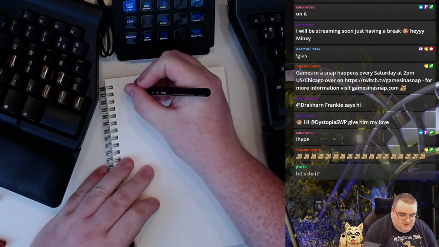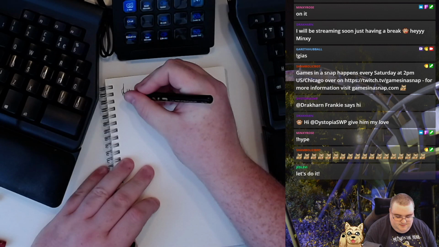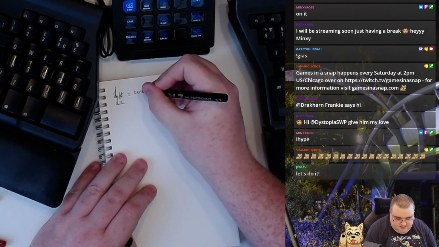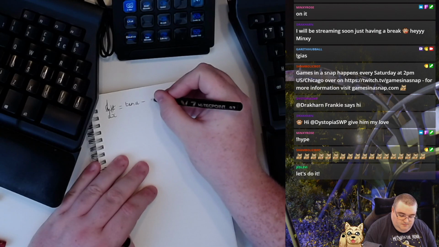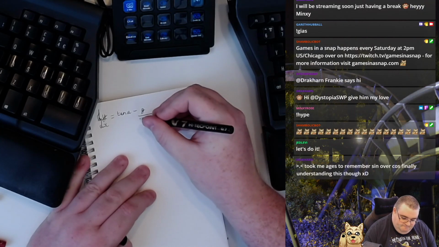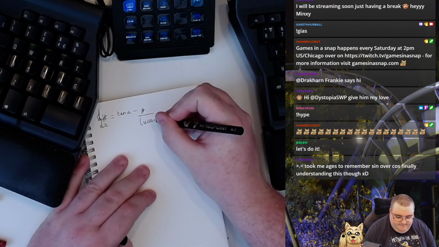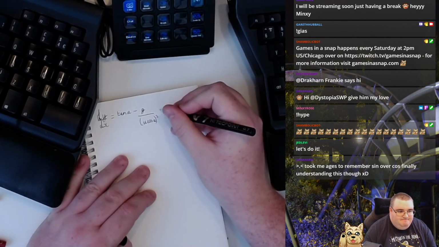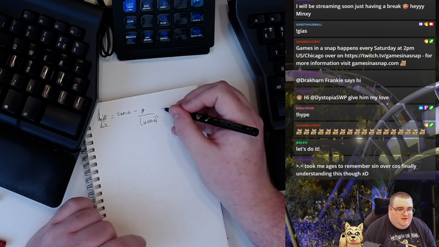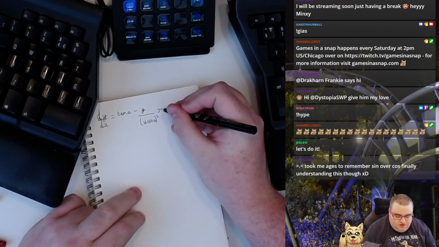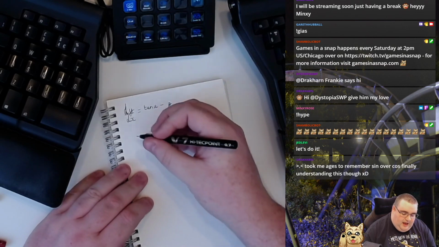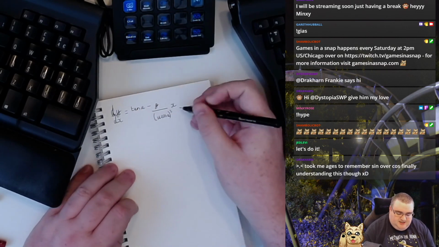So dy/dx is tan A minus, I'm going to make this easy for myself, g over u cos A all squared, lots of x. Took you ages to remember sine over cosine. Finally understanding this though. Yeah, it can become interesting. Just Google it or use Desmos or whatever. And we're going to solve that. We're going to set that to 0.